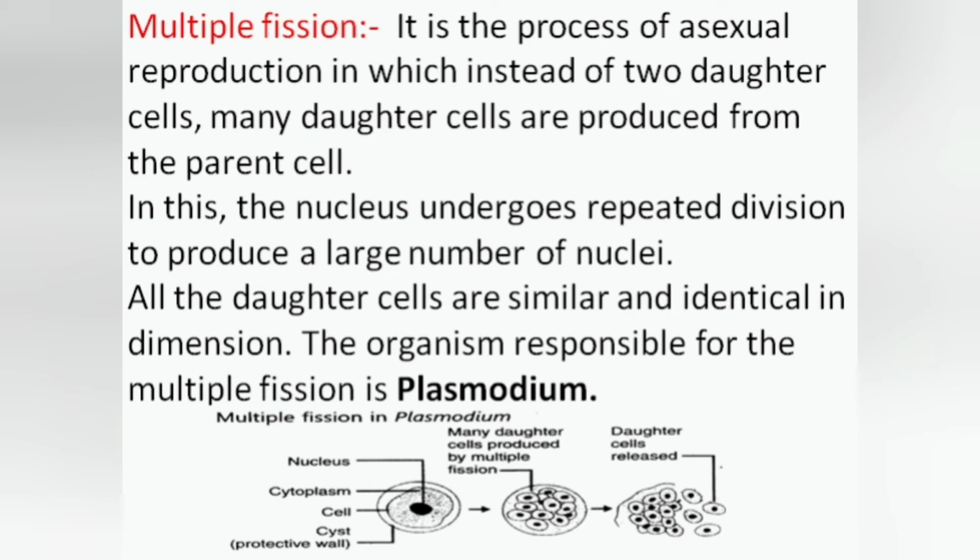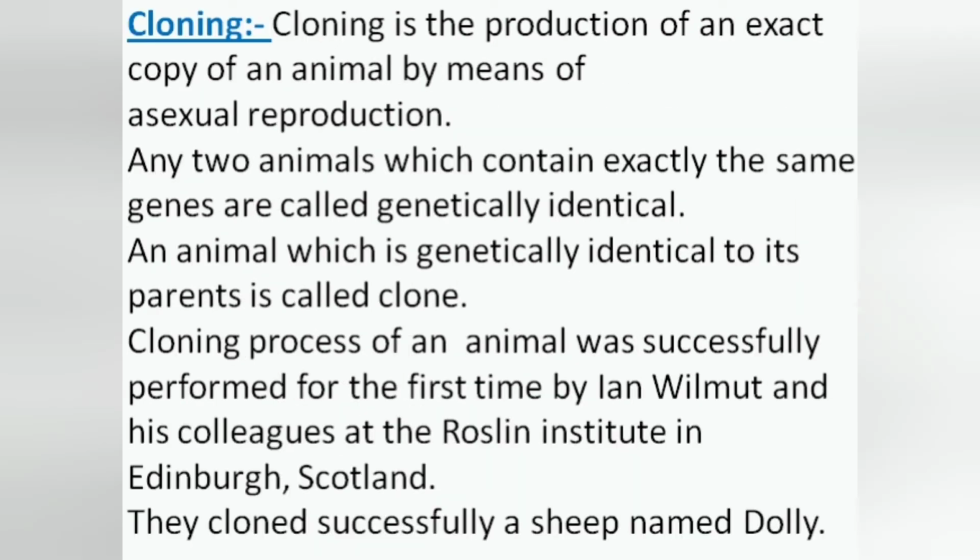Students, now we will study cloning. Cloning is the production of an exact copy of an animal by means of asexual reproduction. Any two animals which contain exactly the same genes are called genetically identical. An animal which is genetically identical to its parent is called a clone.